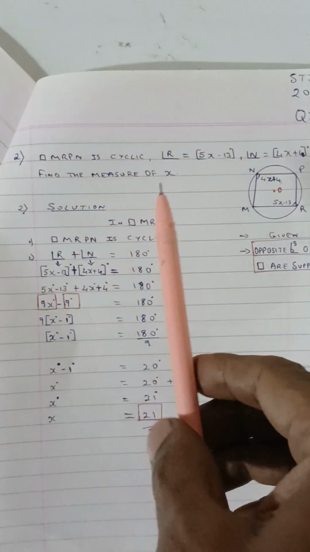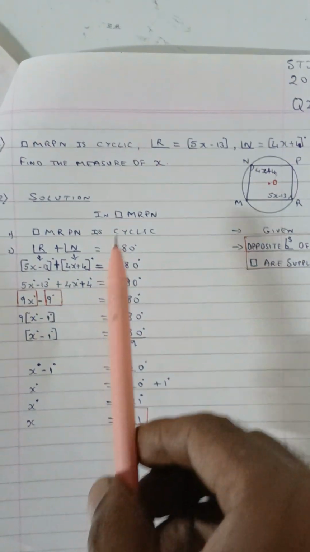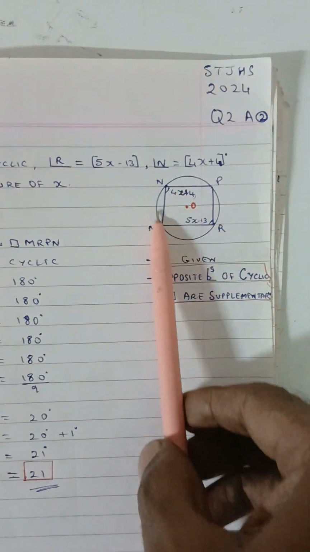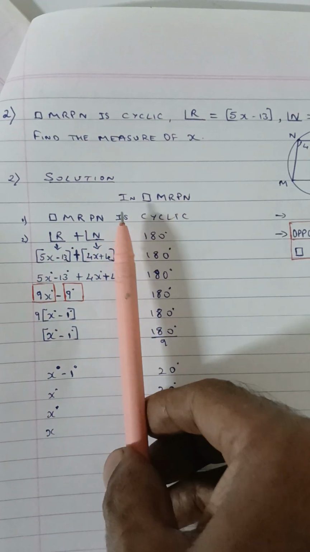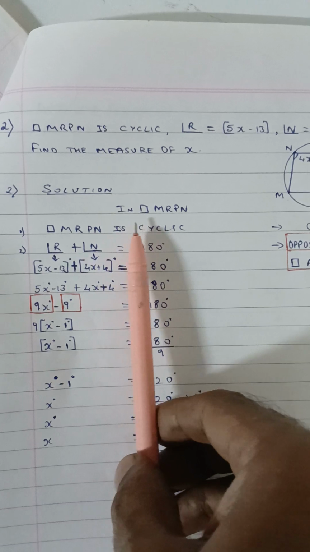We have to align the sum first in a proper way. First of all, we draw a circle. Align the solution in quadrilateral MRPN.